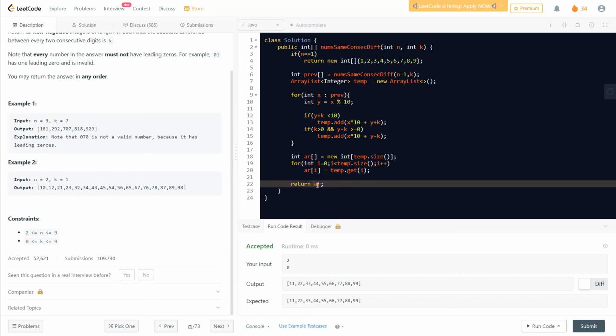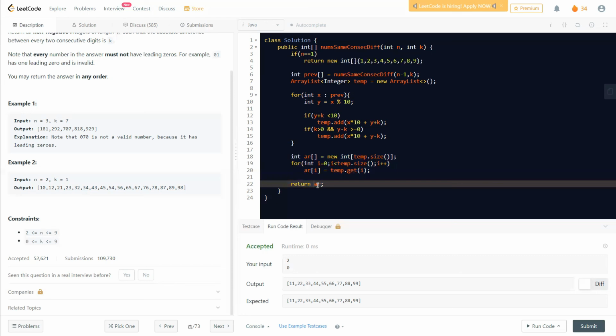So that's the pretty easy concept, and the approach we are doing is BFS, because we are finding all the 2 digit numbers, all the 3 digit numbers at once, and then we go for the next digit number till we find the required digit number. But you can have another approach over here.